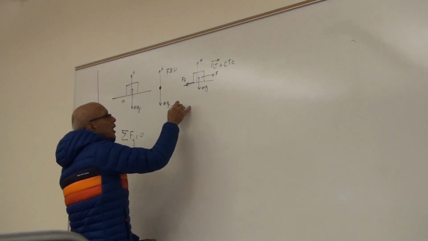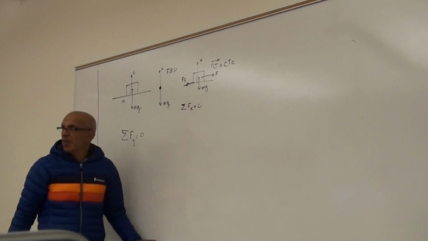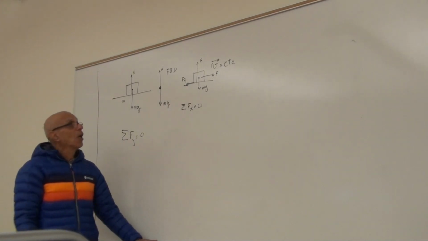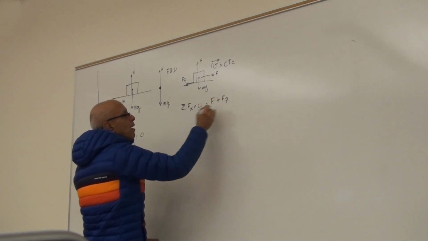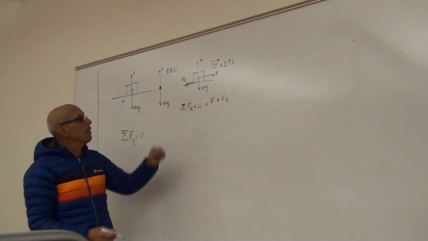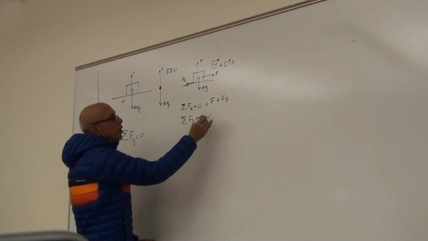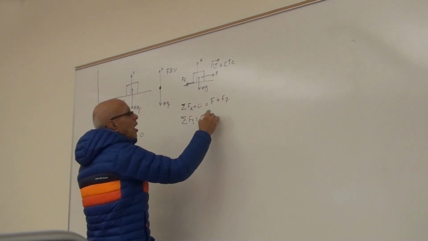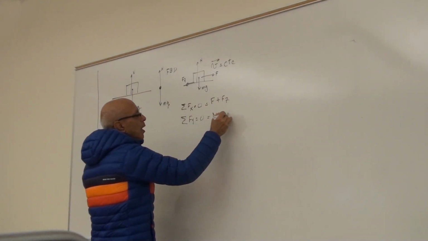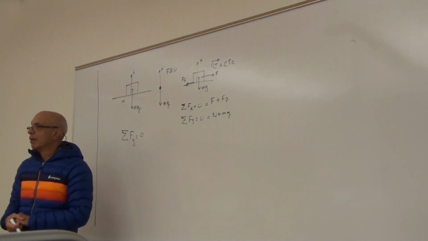So I would say the sum of all forces in the x-axis needs to be 0, right? So that means F plus F of f is equal to 0. And then the sum of all forces in the y-axis needs to be zero. So N plus mg is also equal to zero. All right?